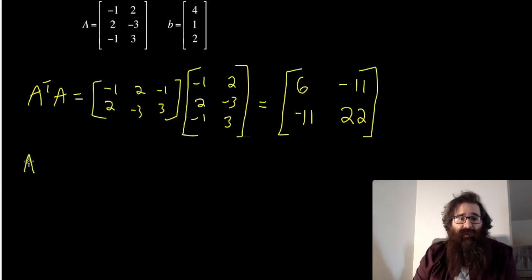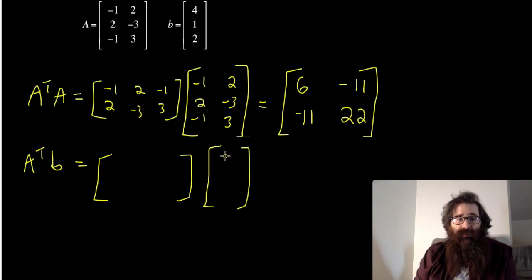But then I want to find A transpose times B. So I have A transpose already, so I'm just going to rewrite that. And then multiplying by vector B. Vector B is this vector 4, 1, 2, and A transpose is the same as it was just a minute ago.